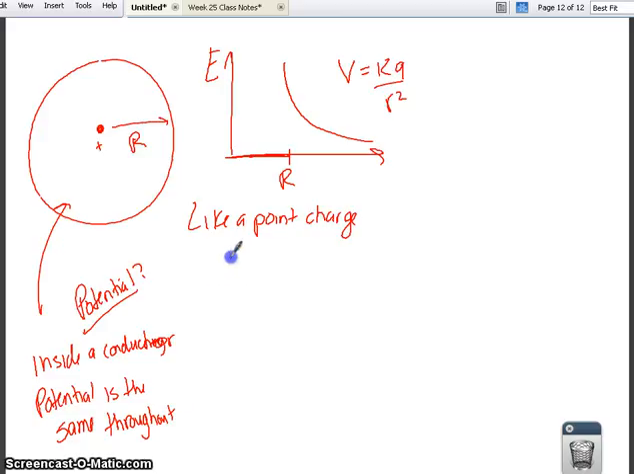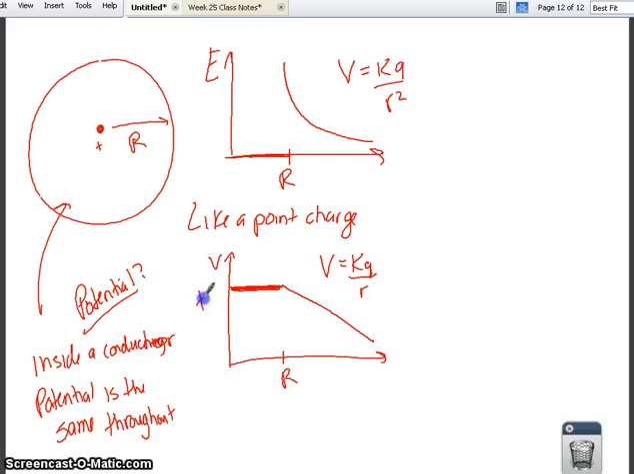So if we had a graph here of potential versus radius, remember potential is going to be V equals KQ over R. So it's going to drop off not like a curve, but more like a straight line because it's 1 over R. But because it is the same throughout, the graph is going to look more like this. Okay? And this is going to be for a positive test charge.